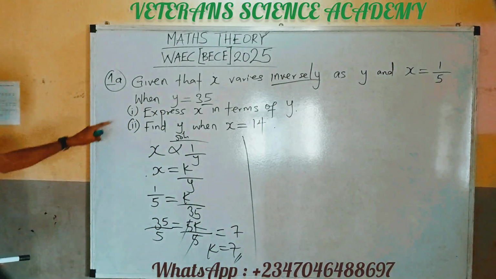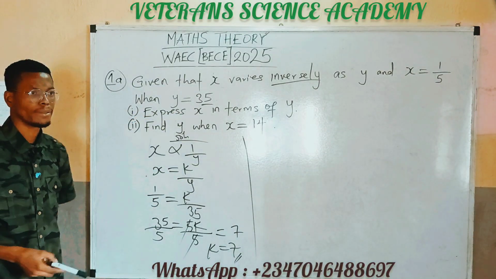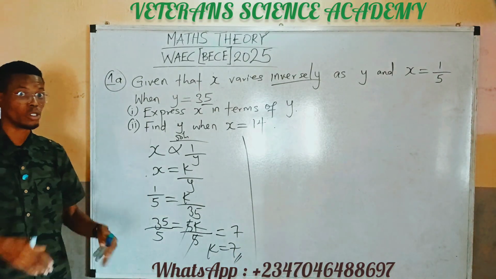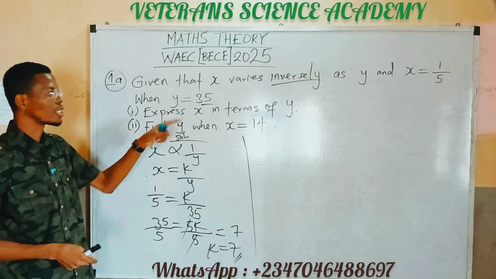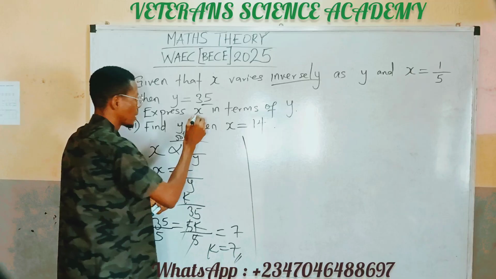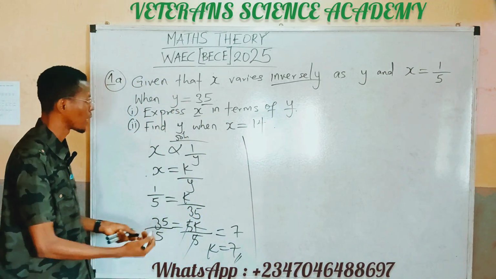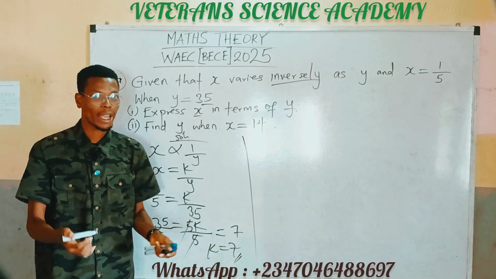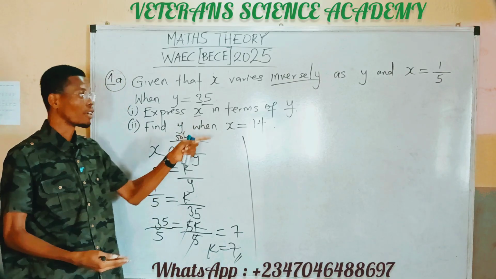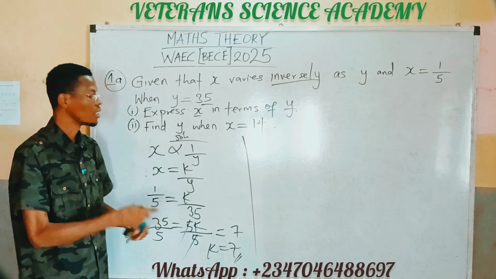Now the next thing we are going to do: it says express x in terms of y. How do we express x in terms of y? Now, this question comes differently some years. When they say express x in terms of y, they still mean the same thing as asking what is the relationship between x and y, or what is the equation of the variation. They can just change it into different forms.